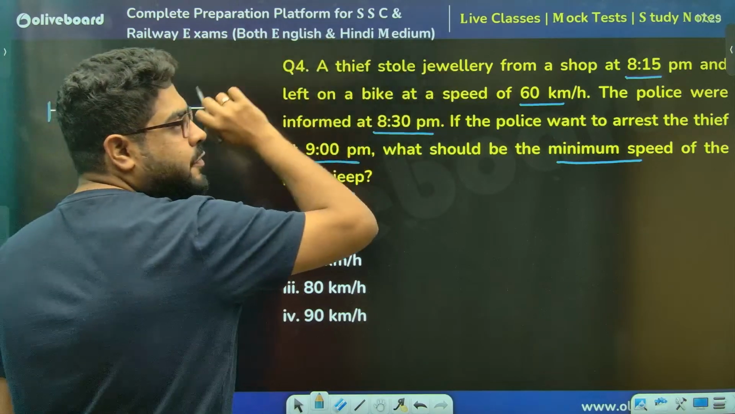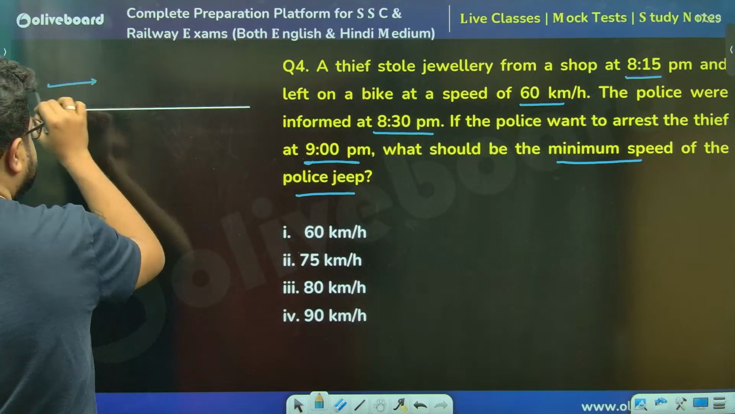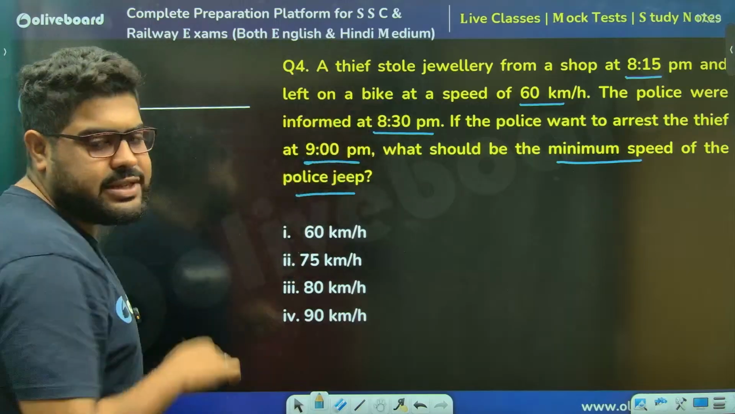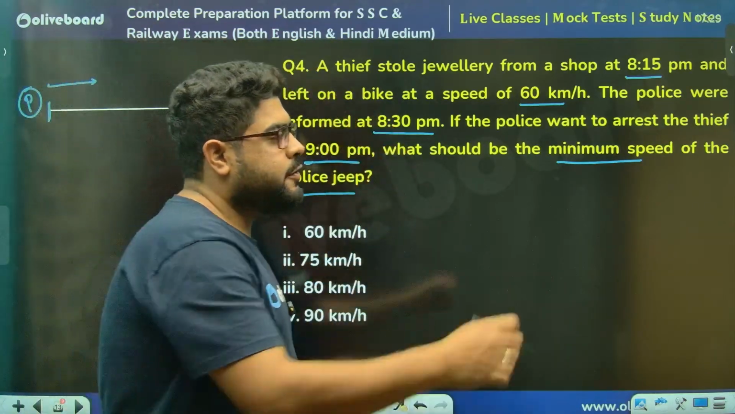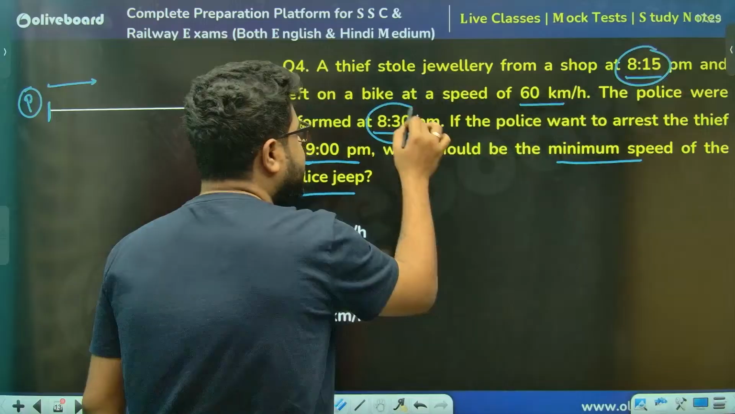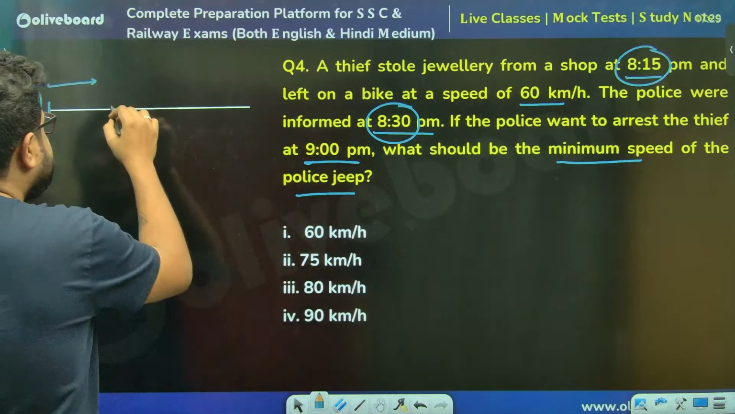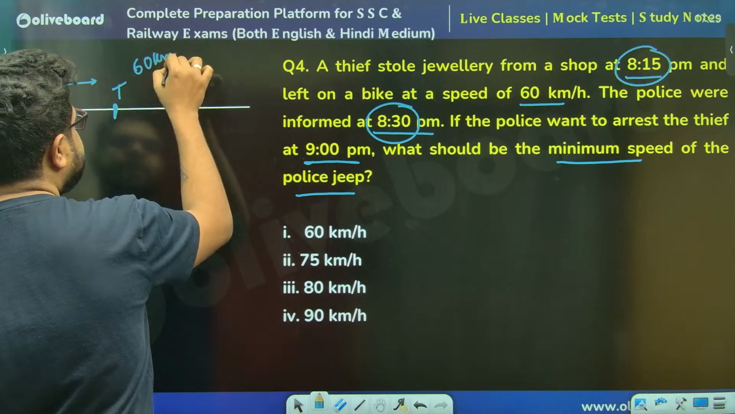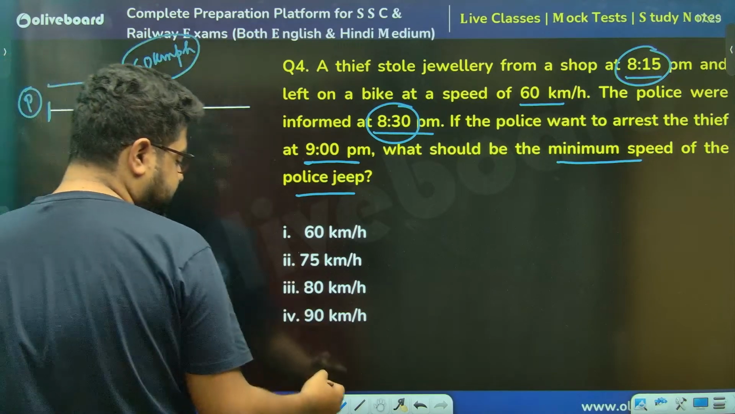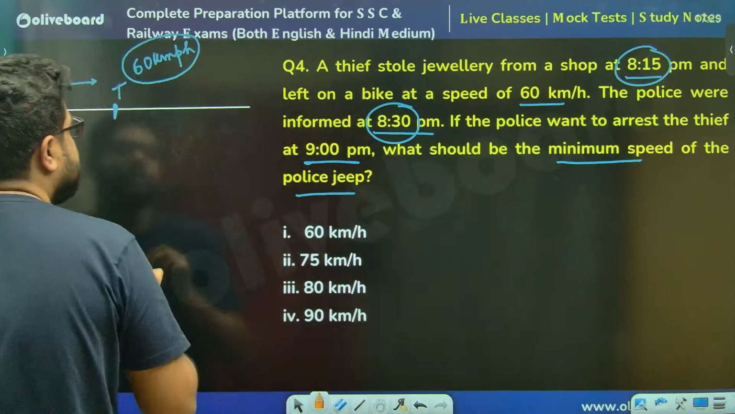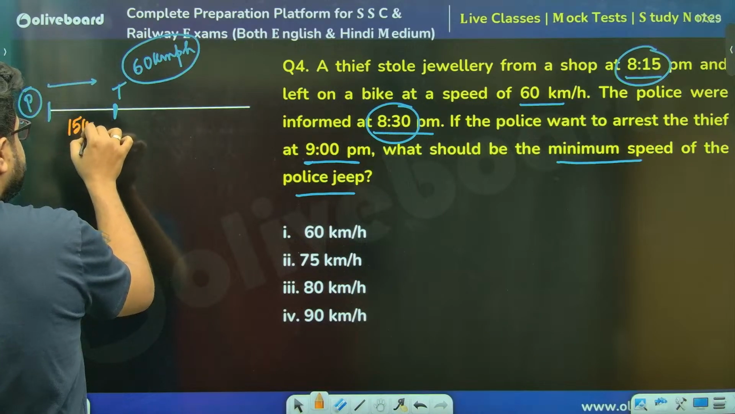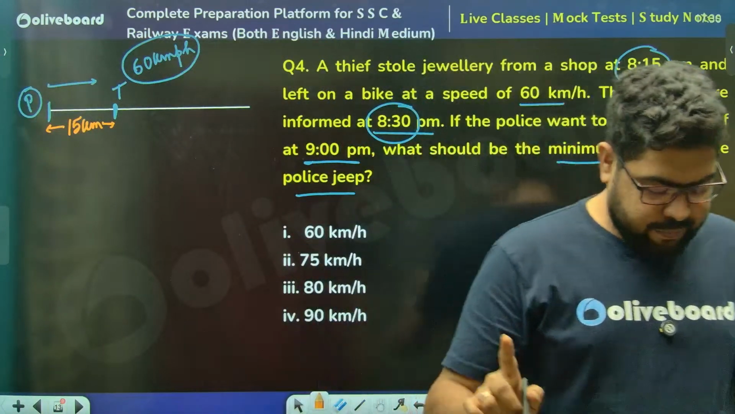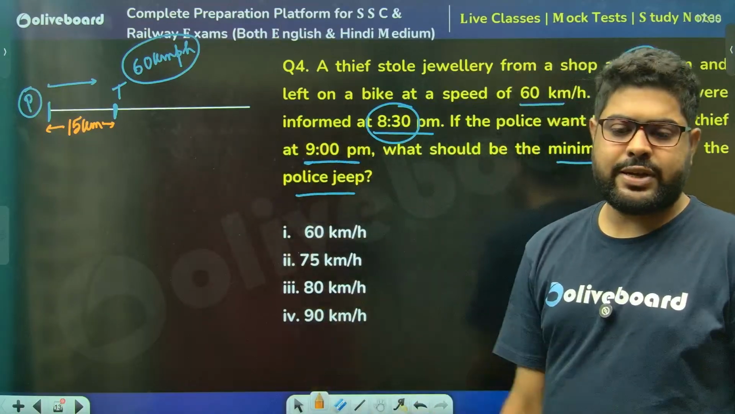Sir, theft has happened at 8:15. So the thieves have started from here. But again, by the time police is here and is about to start the chase, thieves already had a 15 minutes head start, sir. 8:15 and 8:30, 15 minutes gone. So in 15 minutes, let's say thieves are here. Now they are traveling at a speed of 60 kilometers per hour, sir. That means during this 15 minutes, they have already covered 15 kilometers. 60 kilometer per hour means every minute 1 kilometer, right? So they have already covered 15 kilometers in 15 minutes.